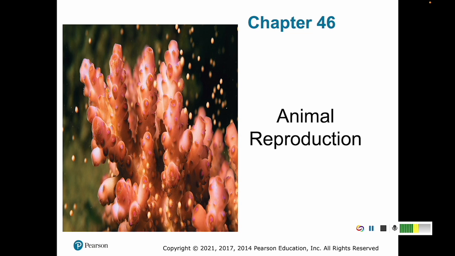We're going to start by looking at this picture. This is a coral that is reproducing. All these dots around are actually little polyps from this coral that can land somewhere and start growing a new coral organism. So when we're talking about reproduction in animals, we're not always talking about male and female sexual reproduction. There's actually a lot of variations of reproduction that exist within the animal kingdom.